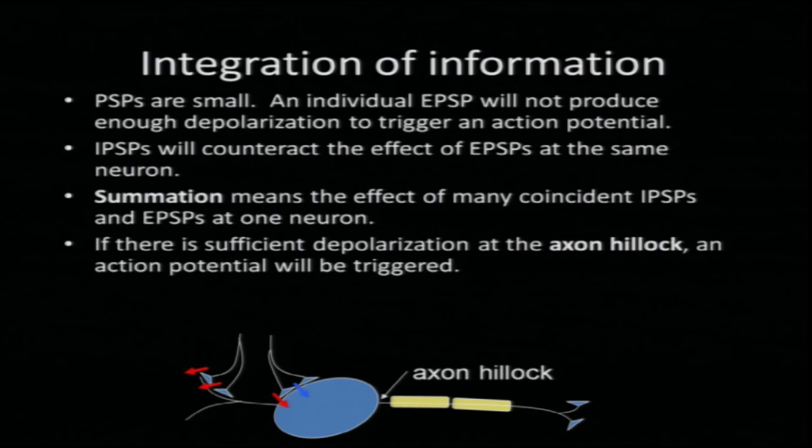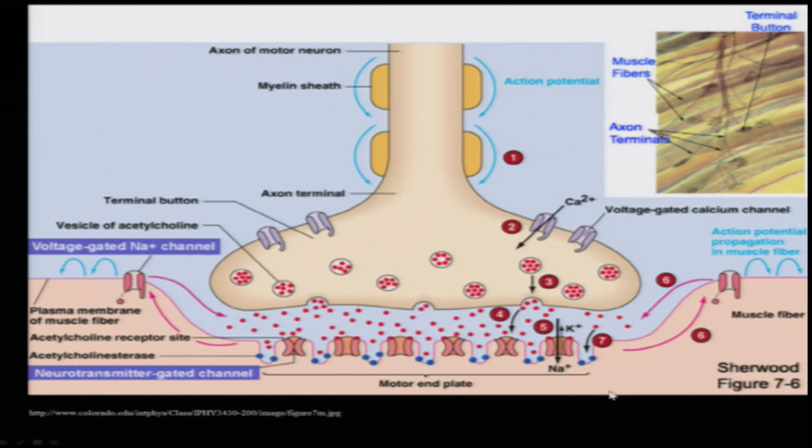Summation can be spatial or temporal. Spatial means that if you take a small area and the number of neurons which are descending on it, the EPSP and IPSP counter each other, and whatever the net result is will decide whether it is going to fire or not. Or they may be temporal, maybe there are few neurons and in a sequence the signal is coming from the top. And depending on the speed and the inhibition or excitation which they cause, that can also be summated. But if there is a sufficient depolarization which starts here, action potential will be triggered, which will be passing on to the other neurons.